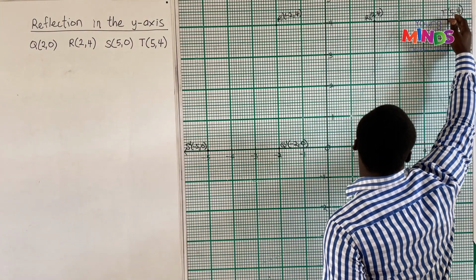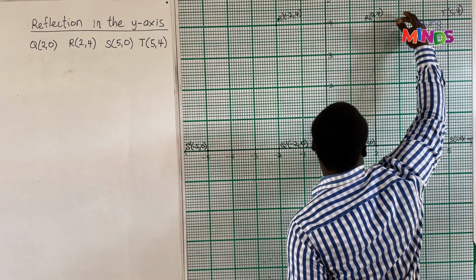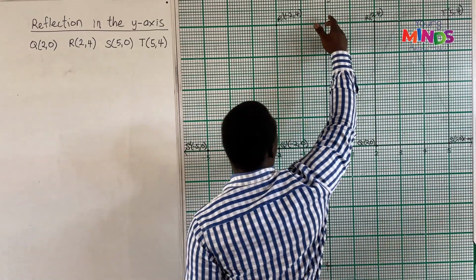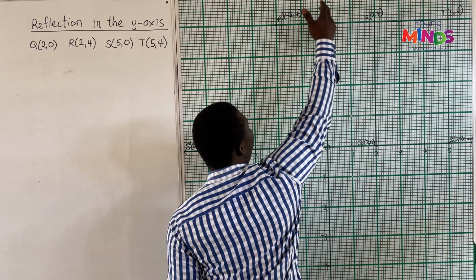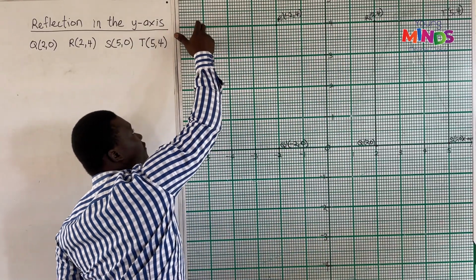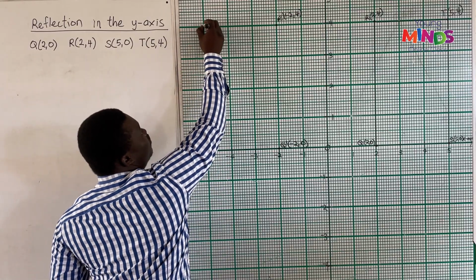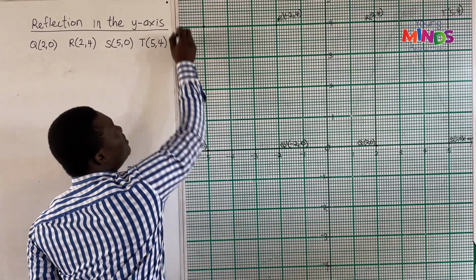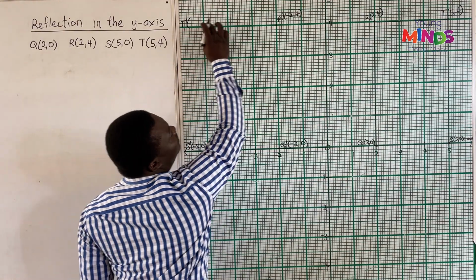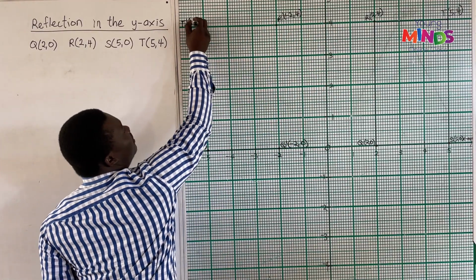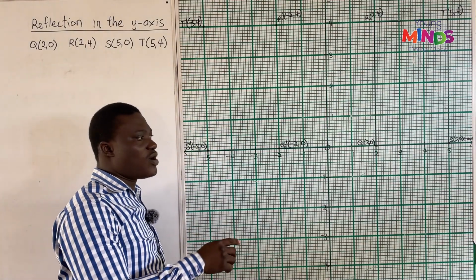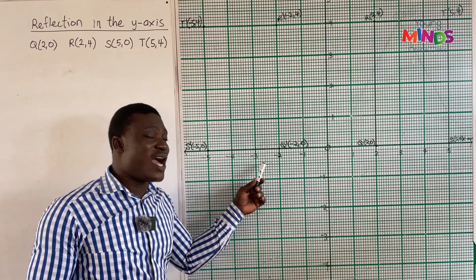Then point T. Point T, you are going to move 1, 2, 3, 4, 5 to the mirror line. You move the same steps to get its image, 1, 2, 3, 4, 5. The point will be here, and it will be named T1. -5 on the x-axis, 4 on the y-axis. So T1(-5, 4). Now, we are counting it 1, 1, 1 because we are using 1 unit.